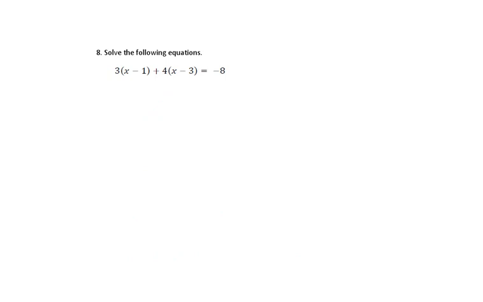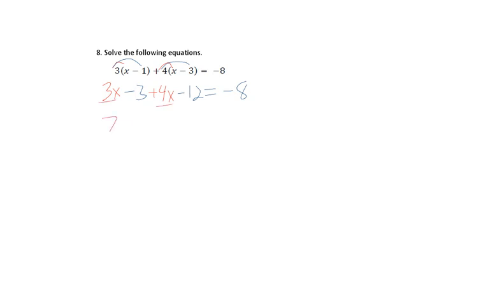Question 8. We're going to distribute 3 first. So 3 times x is 3x. 3 times 1 is 3. Then 4 times x is 4x. 4 times 3, that's negative 12. All equal to negative 8.